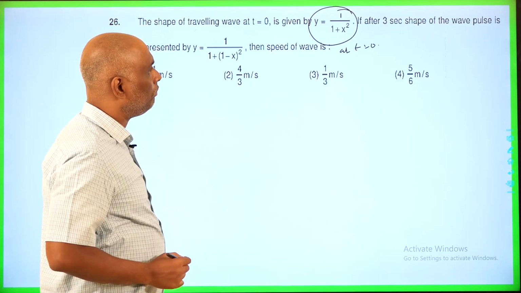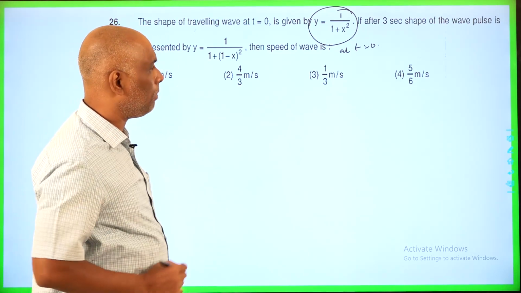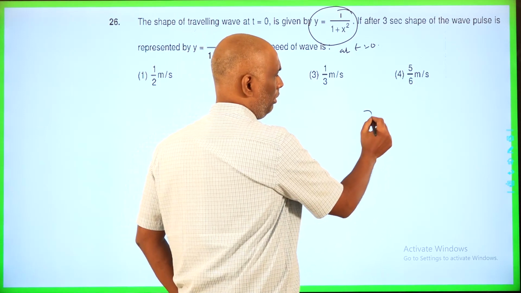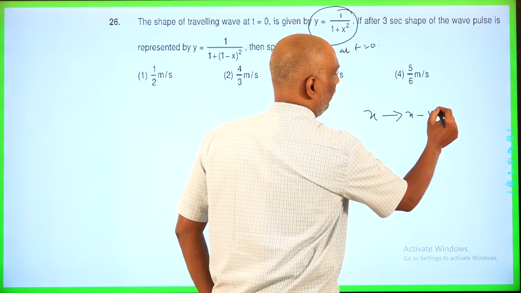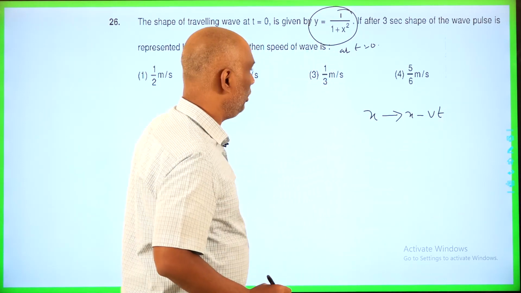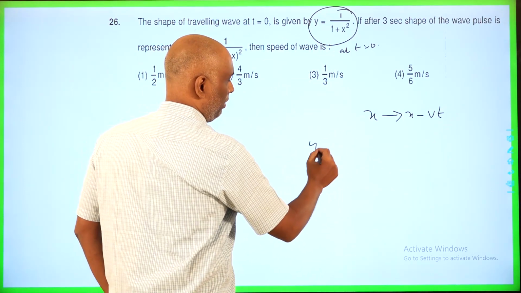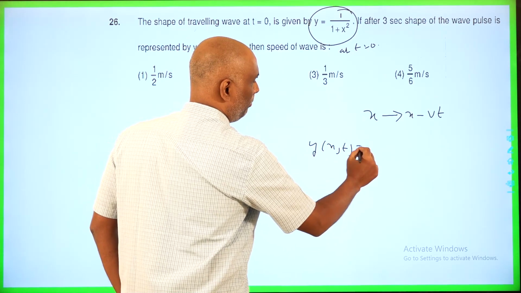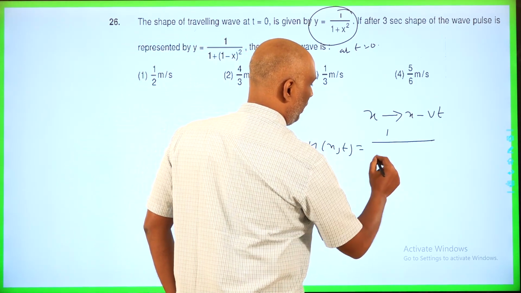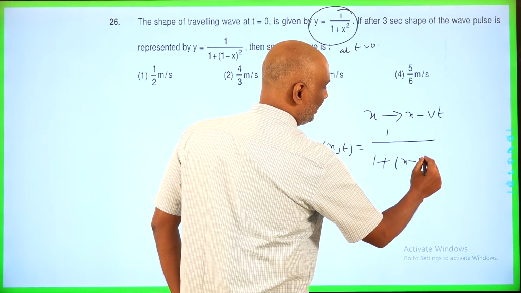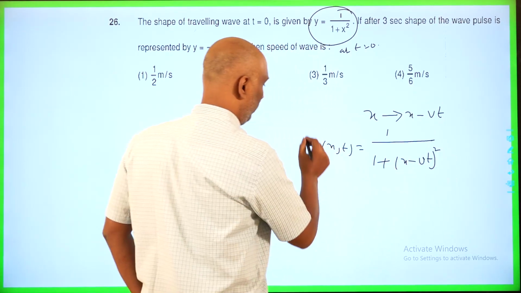This is the equation of the wave pulse at an instant of time t equal to 0. Now, if the wave is travelling along the positive x direction, to get the wave equation we can replace x with x minus vt. So the equation of the wave pulse will be given by y(x, t) equals 1 divided by 1 plus (x minus vt) whole square.